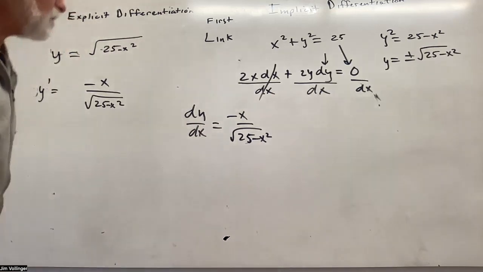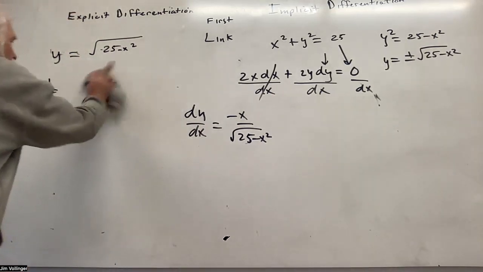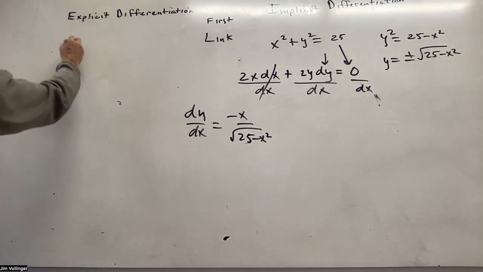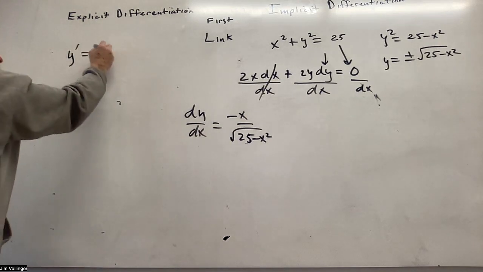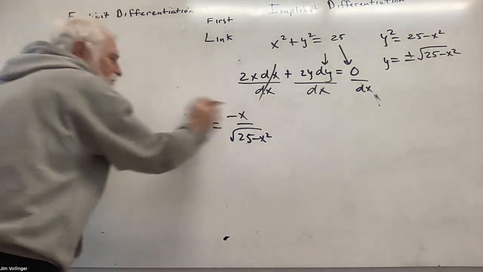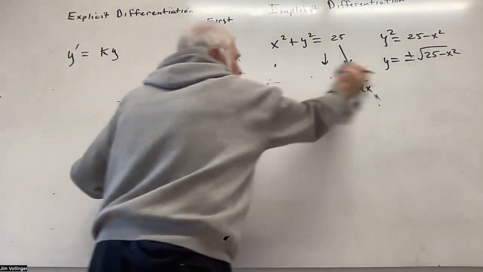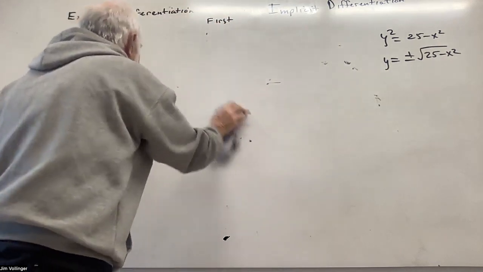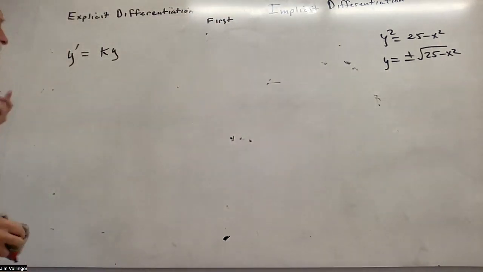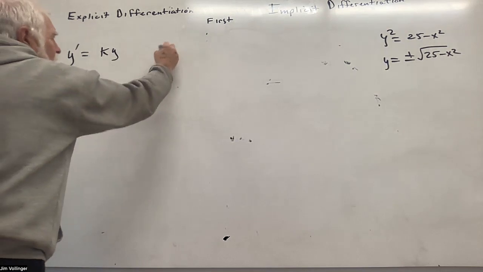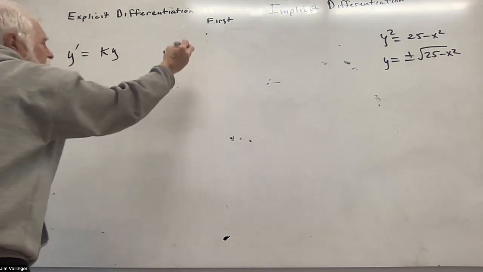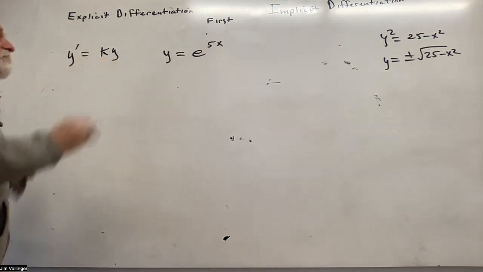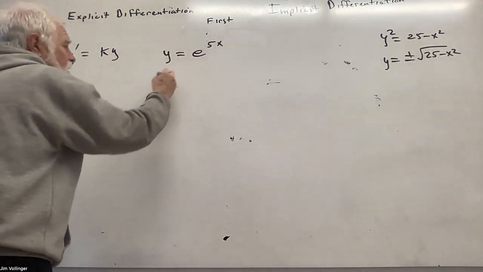Now we could do this with some other function, so why not? Why not think about y prime equals ky, for those of you who have some experience with calculus. So what's that saying? Well, it's really saying that you've got a problem like y equals e to the 5x. Okay, so what's the derivative?